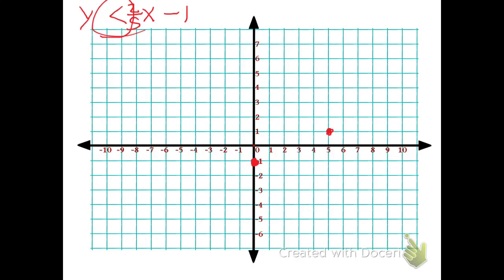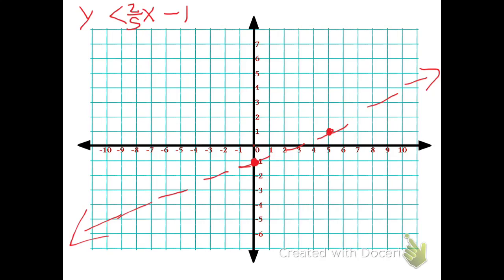And this inequality is strictly less than. So since it's strictly less than, you're just going to have a dashed line. Dash, dash, dash, dash, dash. I know it's pretty, guys. Make sure it goes across your coordinate plane. Make sure you got arrows on it.